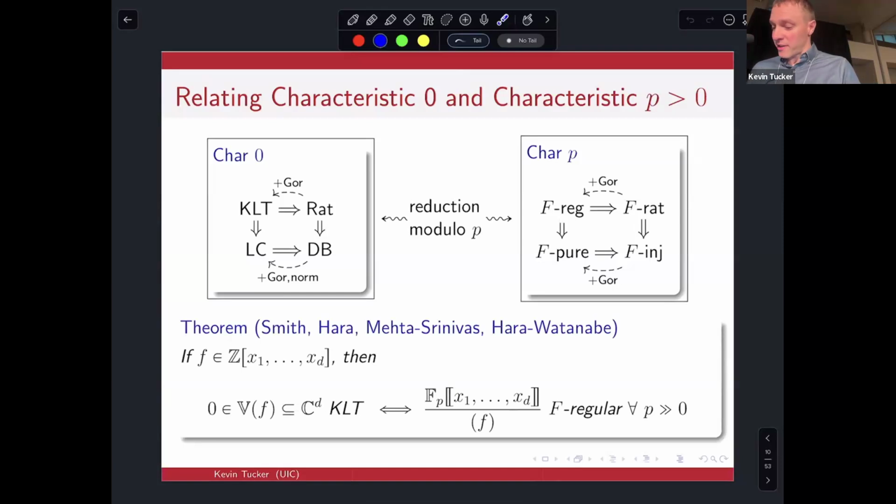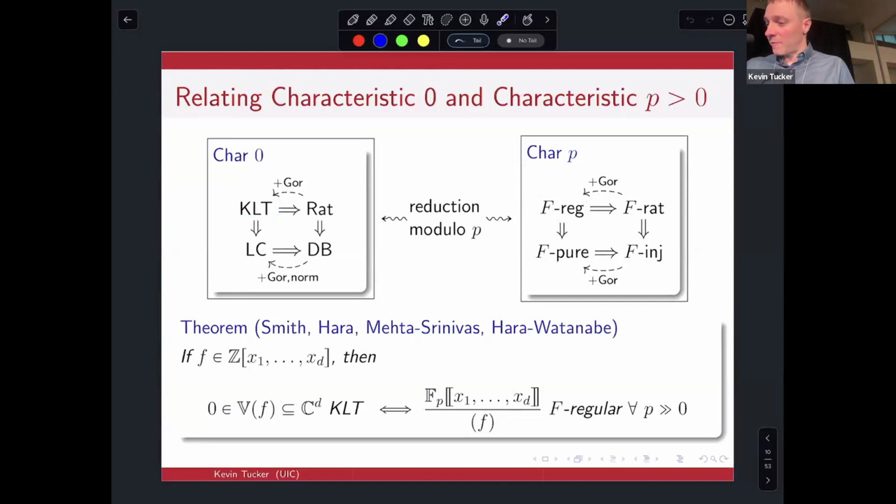Right? So the following is a central result of Smith, Hara, Mehta-Srinivas, Hara-Watanabe in some forms. If I look at an integral hypersurface singularity, the corresponding complex singularity is KLT if and only if when I reduce modulo p for all large p, what I get is F-regular. So this indicates how one would match up the singularities on the top left, the strongest singularities appearing on all of my diagrams. As I said, I've stated this for the hypersurface case for simplicity, but this really holds quite a bit more generally.